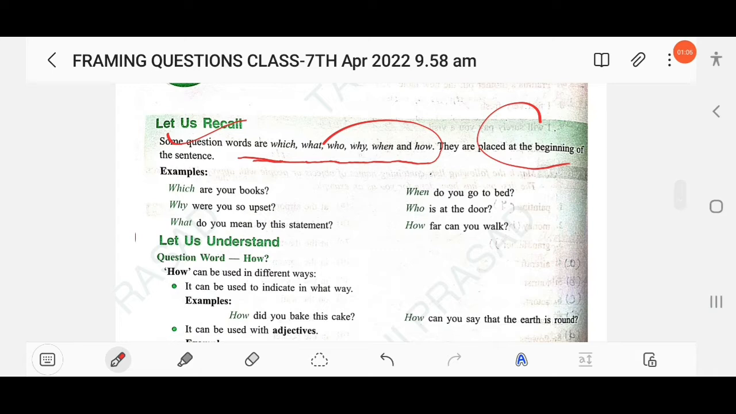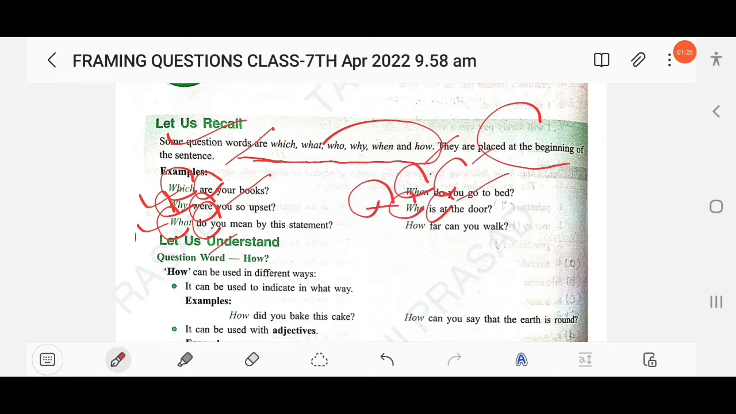Which are your books? After the WH word, an auxiliary verb is used. Here, why is the WH word and an auxiliary verb is used. Then what is the WH word and the auxiliary verb do is used. Similarly, when is the WH word and the auxiliary verb do is used. Here who is the WH word and an auxiliary verb is used. But in the last sentence you find, how far can you walk.